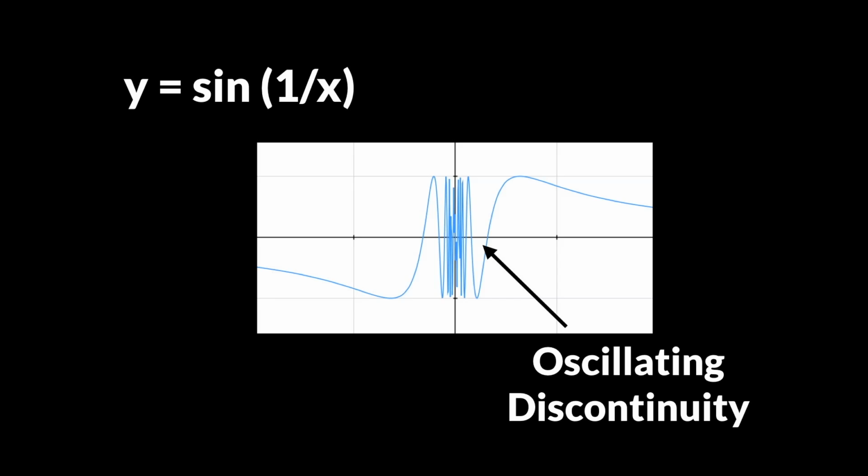And then we have an oscillating discontinuity, and this is actually not used a whole lot in calculus, but an oscillating discontinuity is when a function oscillates around a certain value so fast that it is impossible to tell what the value of the function is at a certain point. So, for example, y equals sine 1 over x is a good example of a function with an oscillating discontinuity at x equals 0, because there's no definite value for the function at that point. It just doesn't exist.